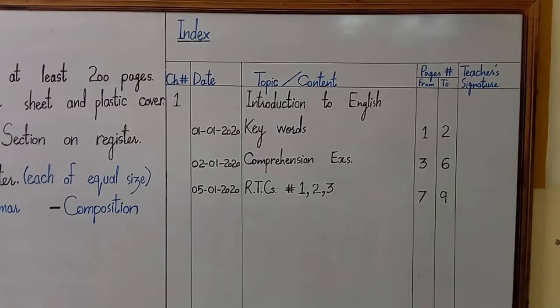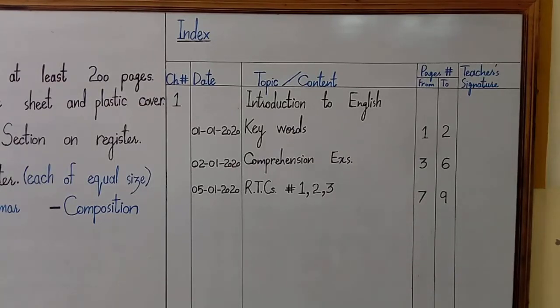First of all, you have to make these 5 columns on 8 to 10 starting pages of your register. Why 8 to 10 pages for the index? Because you have 4 sections: prose, poetry, grammar and composition. So if you give 3 pages to prose, 3 pages to poetry, 2 pages to grammar and 2 pages to composition, there will be around 10 pages of index in the starting pages of your register.